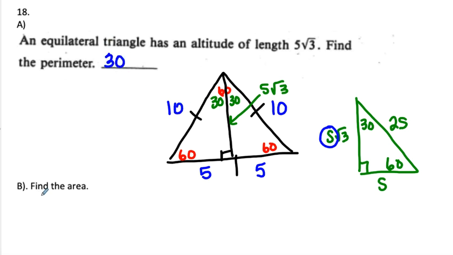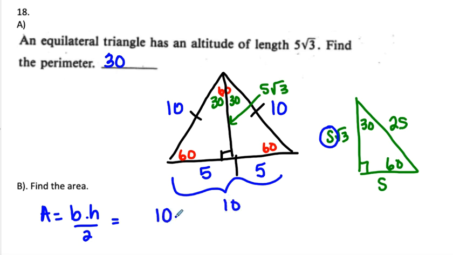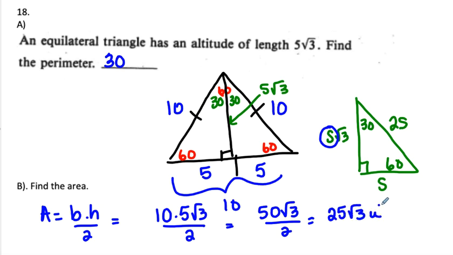All right, now the area of the triangle. Area equals base times height over 2. All right, well, the whole base is 10. The height is 5 root 3, and I divide that by 2. So that's going to give me 50 root 3 divided by 2, which is going to give me 25 root 3 units squared. All right, one more.